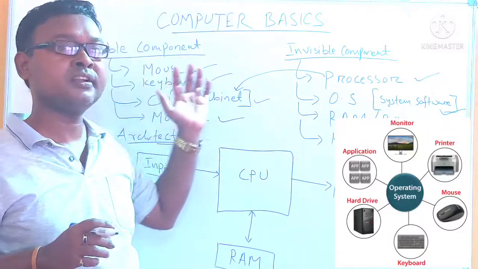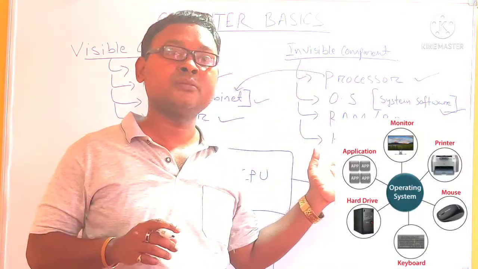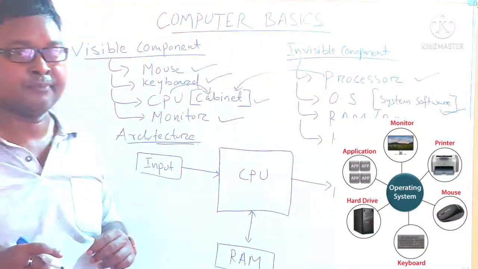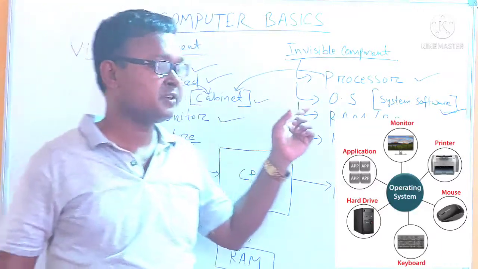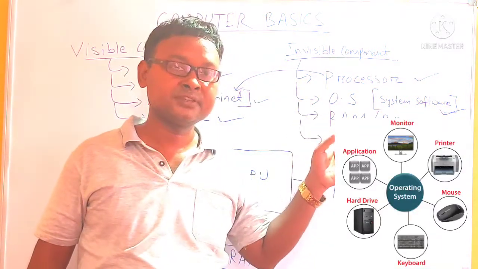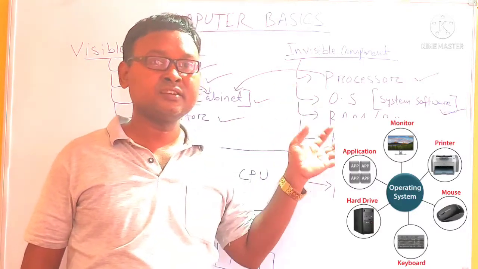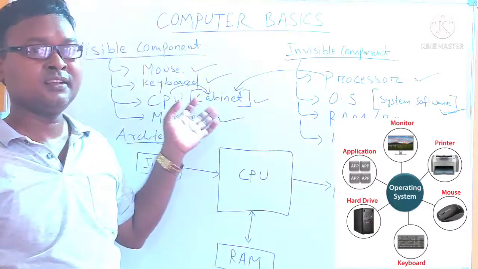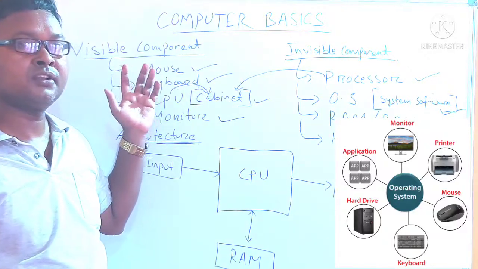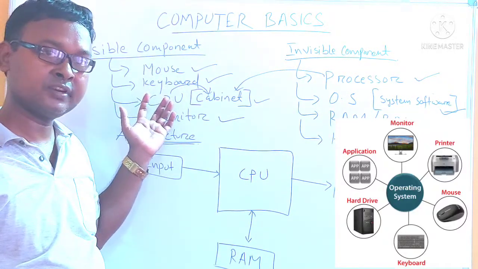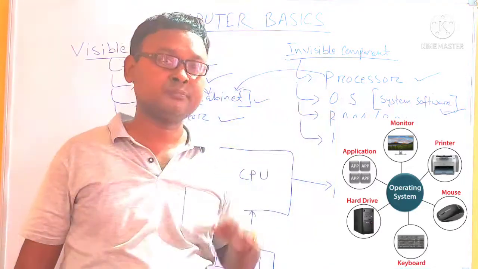The operating system is a system software which is responsible for managing, controlling and maintaining all your hardware and software components of your computer system. So try to understand what an operating system is: it is a system software responsible for managing, controlling and maintaining the overall hardware components and the software components of your computer system.